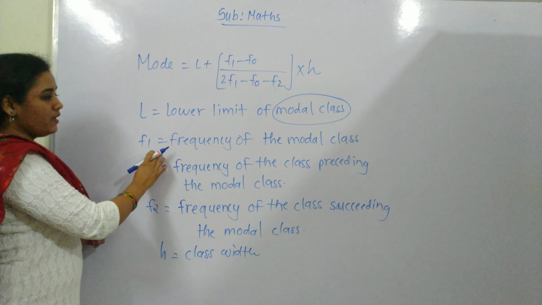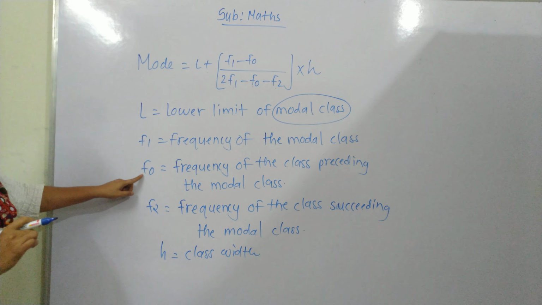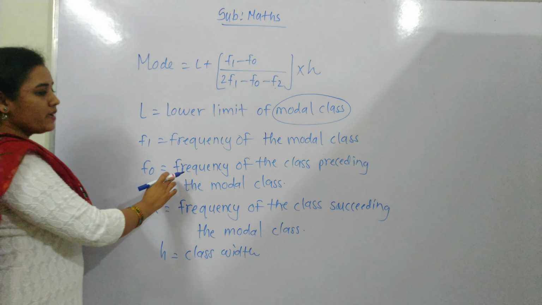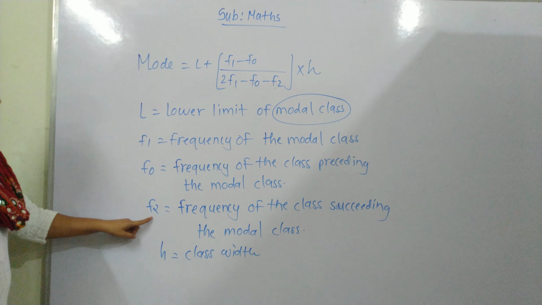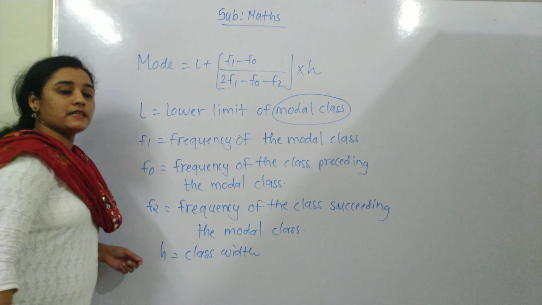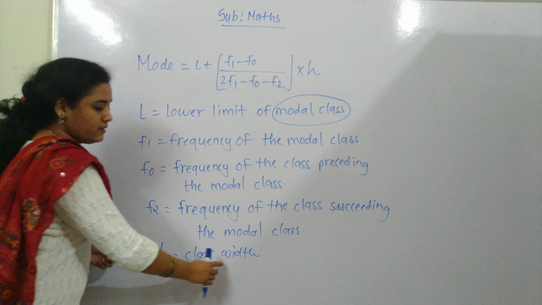F1 is equal to the frequency of the modal class. F0 is equal to the frequency of the class preceding the modal class. F2 is the frequency of the class succeeding the modal class, and last, H is equal to the class width.